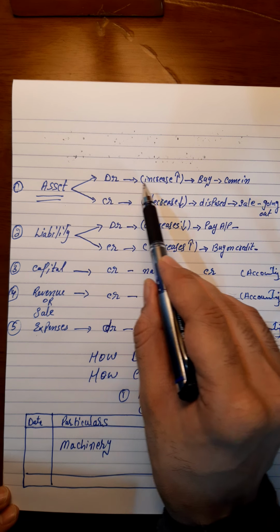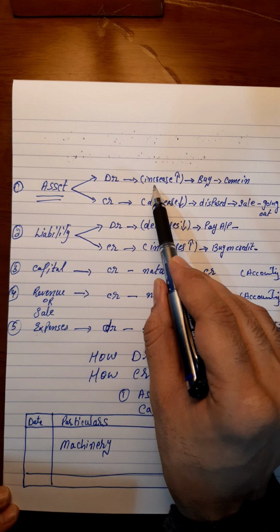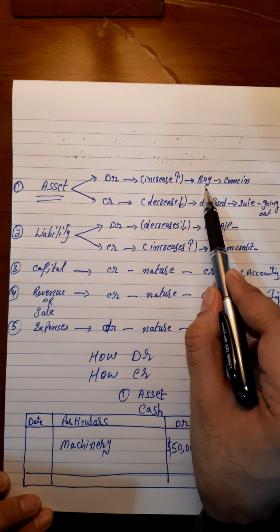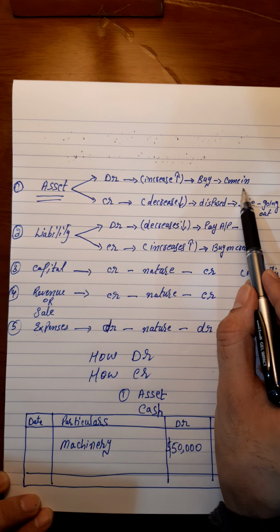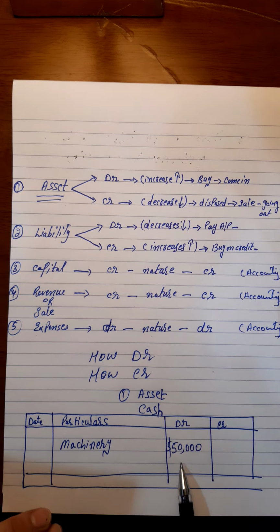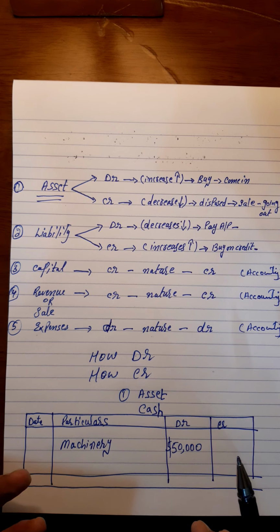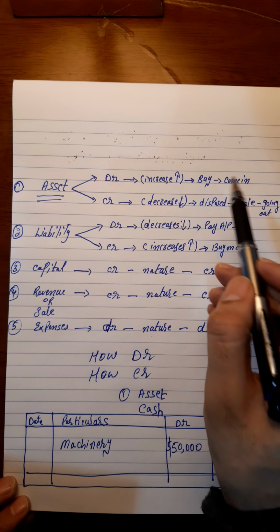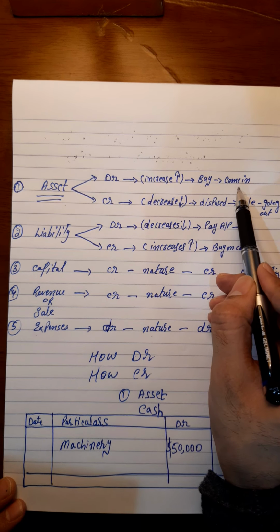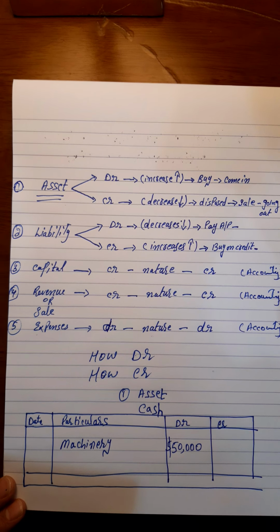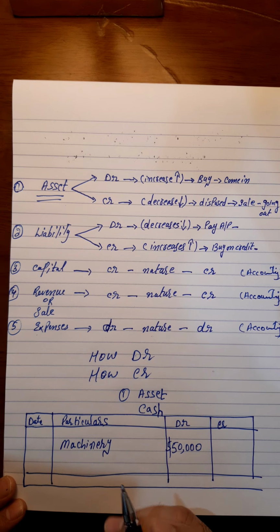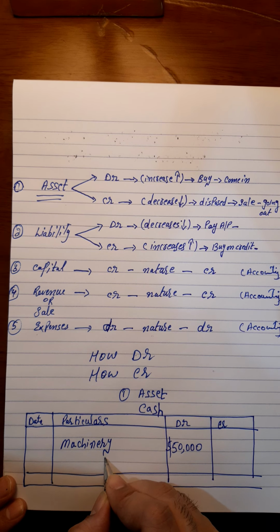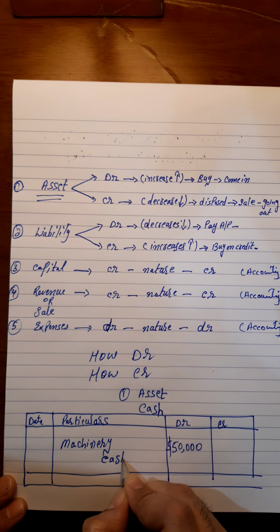Machinery will be debit because machinery increases, because we buy it. Machinery comes into the business, so machinery will debit. Why machinery debit? Again I am saying, machinery increases because we buy the machinery and it comes into the business, so machinery will debit. Friends, what will credit? Cash will credit.